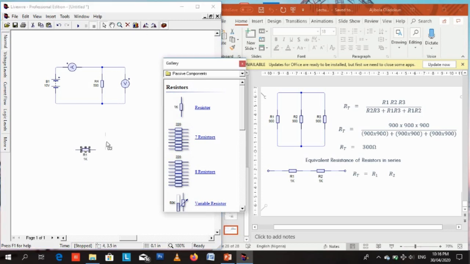So the equivalent resistance of resistors in series is what we want to do next. If you have R1 and R2 in series, this is how to connect in series. Just place them side by side, connect one end to the other, and the other two ends are free. So this is R1 and R2 in series. I hope you're able to distinguish between series and parallel connection. This is series connection. We are connecting them in a straight line from one end to the other. The other two ends are free, at least for now.